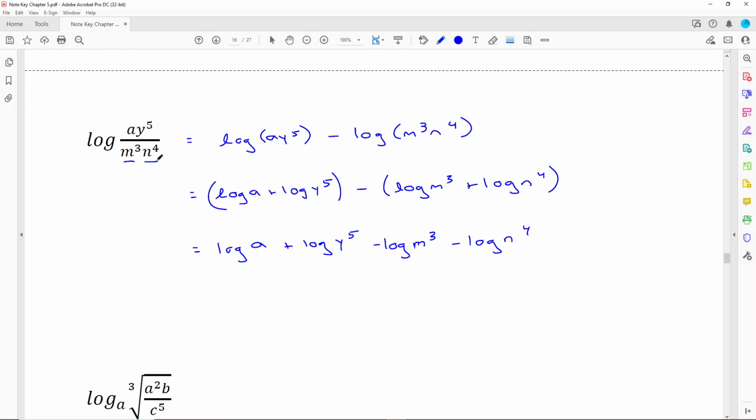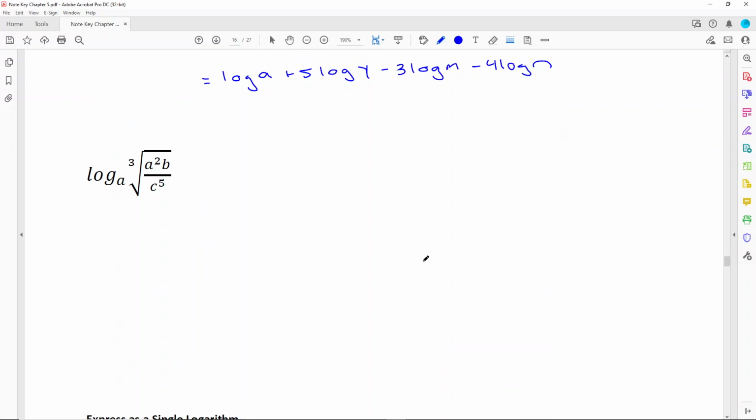And that's totally understandable. And you could say, okay, well, on the top you have a multiplication, on the bottom you have a multiplication, but you're subtracting that multiplication. And so this will end up as minus log m cubed minus log n to the 4. So however you get there, if you want those first two steps or not, that's where I want you to get to, and then simply bring down your exponents. So this would be the log of a plus 5 log y minus 3 log m minus 4 log n.